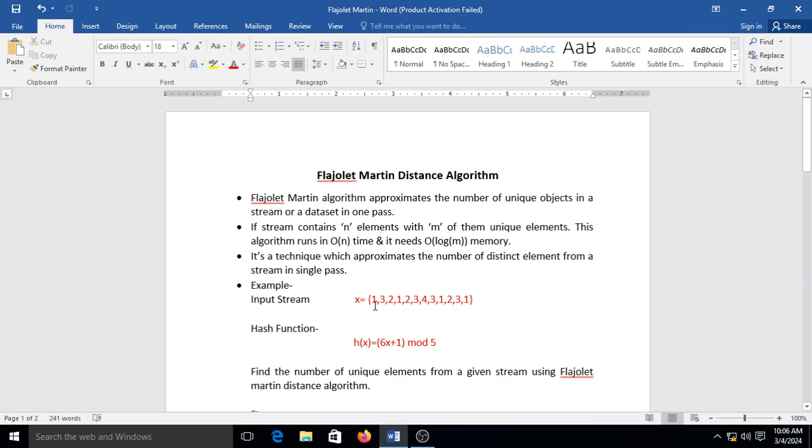While solving the problem, the stream is given and the hash function is given. The hash function is of the form ax plus b mod c, where a is 6, b is 1, and c is 5. So this is the hash function given. Whenever a problem is given to solve using the Flajolet-Martin algorithm, the stream is always given and the hash function is given. Applying this hash function on the given stream, we have to identify the unique elements.